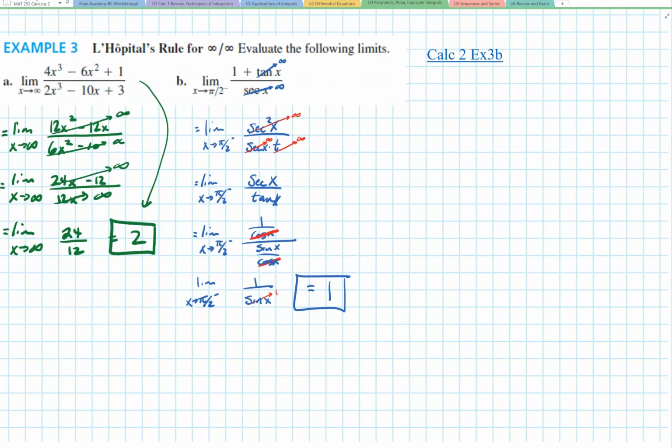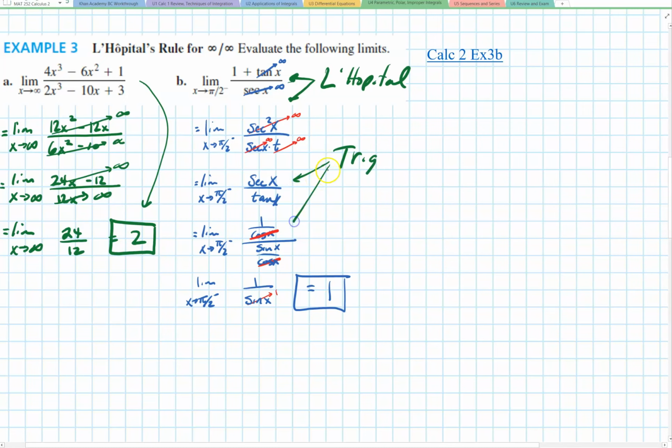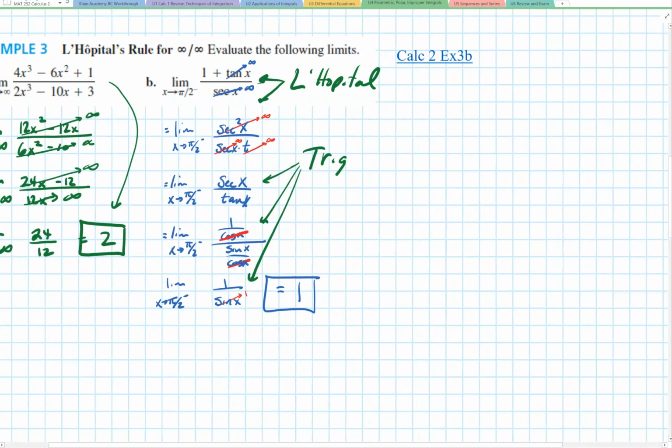So again, it's worth noting in this example we used L'Hopital's rule here to go from the first line to the second, but then we ended up using trig substitutions, or simplifying using trig identities, as we continue our way down here. So a good combination of techniques worked out pretty well.